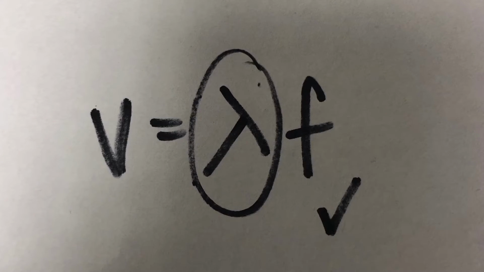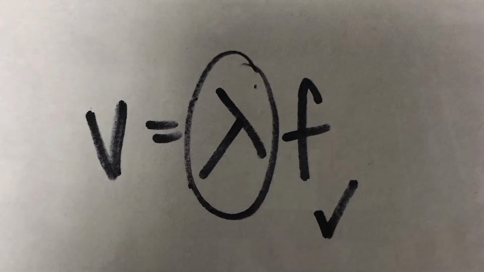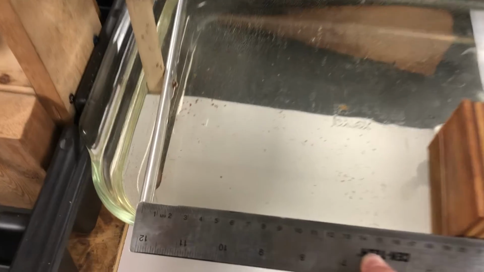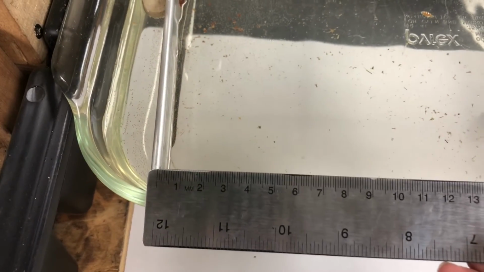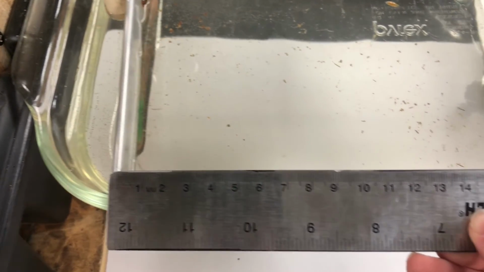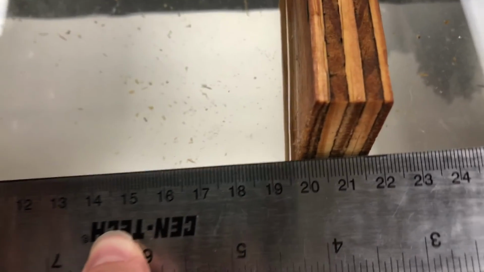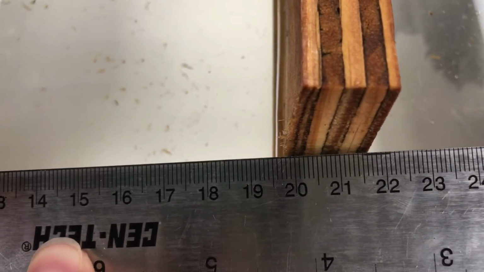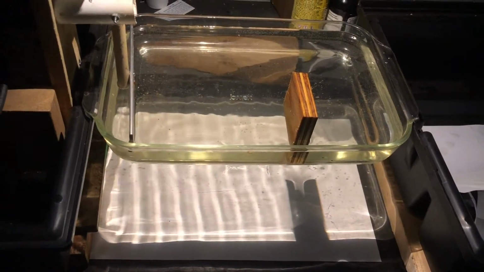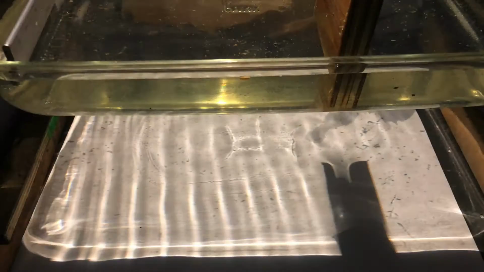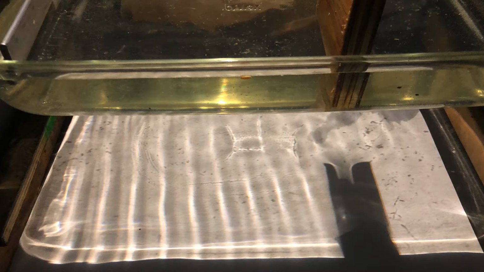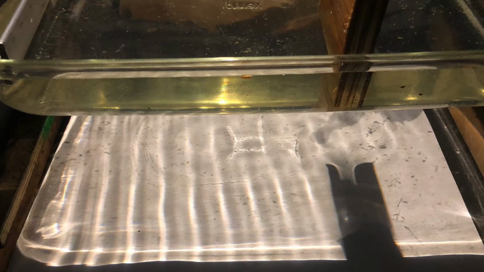Next, we need to find lambda, or the wavelength. To find the wavelength, we start by measuring the distance between the paddle and a wooden block reference point. This distance is measured to be 19.8 centimeters. Next, the power source is turned on and a light is put above the glass tank to take a picture of the reflection of the waves.